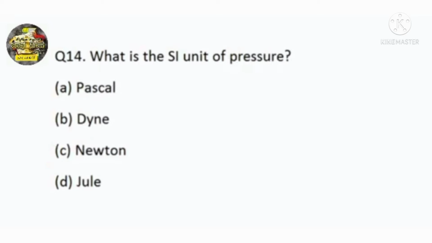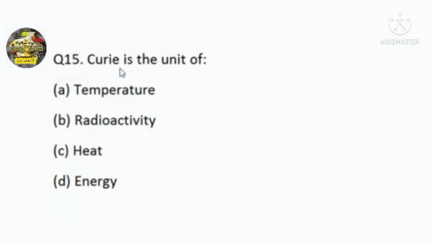The question is like this. Curie is the unit of dash. Option A, temperature. Option B, radioactivity. Option C, heat. Option D, energy. Which is the right answer for Curie of SI unit? That is radioactivity. Option B is the correct answer for 15th question.